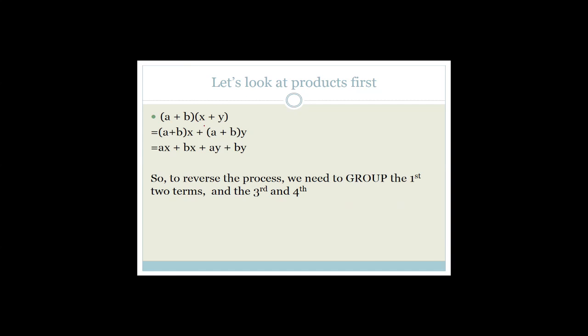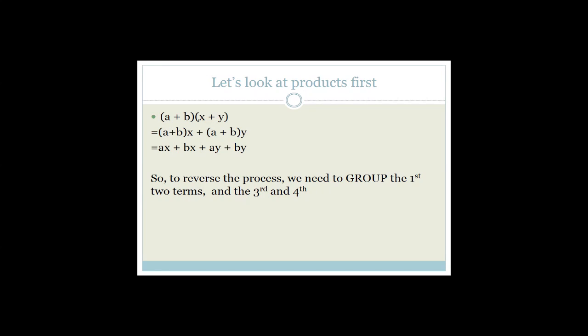Now, grouping is actually very important because it helps you get to a point where you can use the other factorization techniques. It's actually underestimated a lot. To get an idea of what grouping is and how it works, we can look at multiplying out two binomials, two brackets with two terms, and then work out how we would reverse the process.